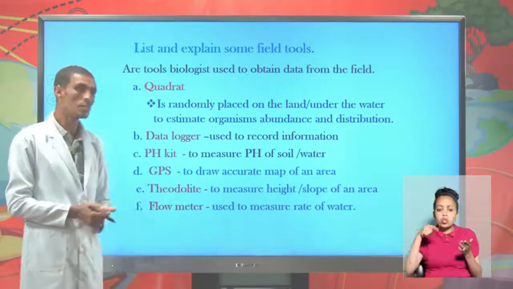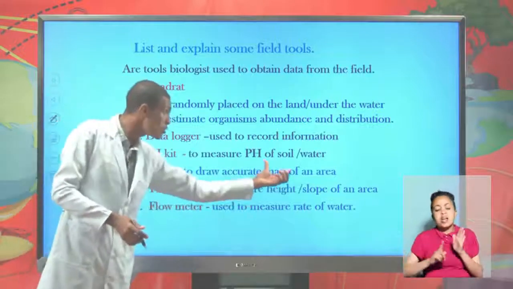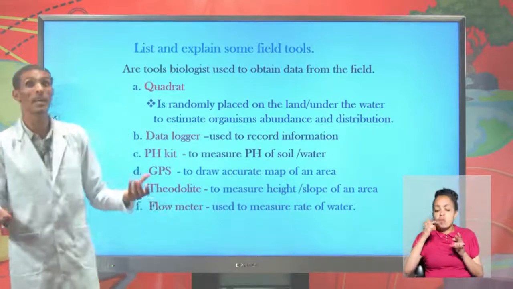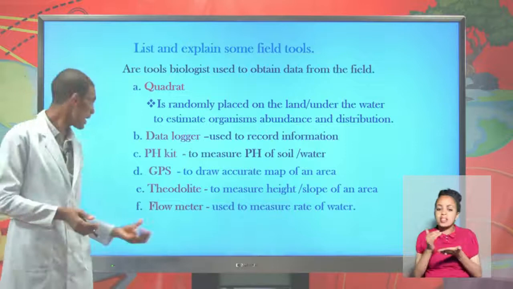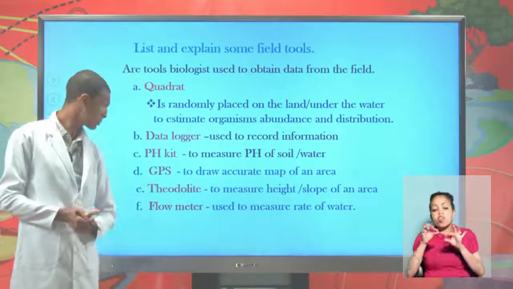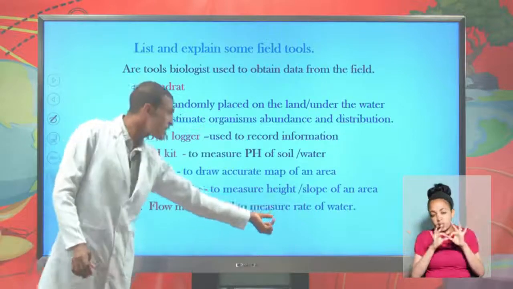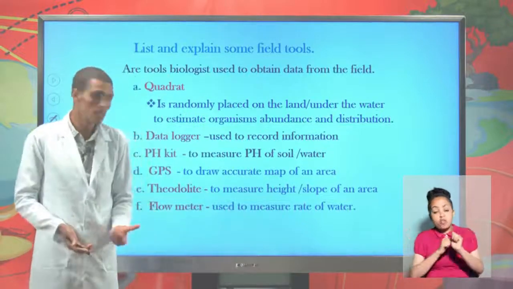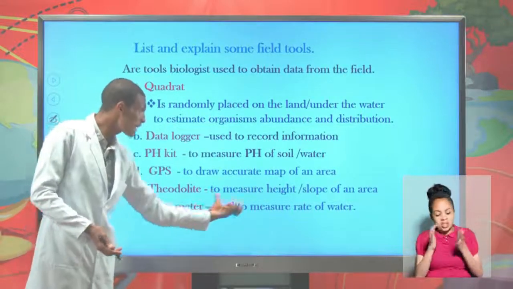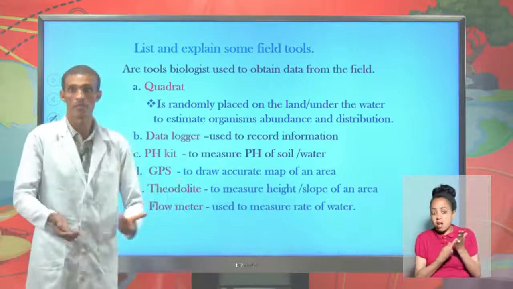Theodolite is a tool to measure height or the slope of an area that we are going to take data from. And again, a flowmeter is another laboratory tool, which is very important to measure the rate of flow of matter, very important in taking data from water that is flowing.